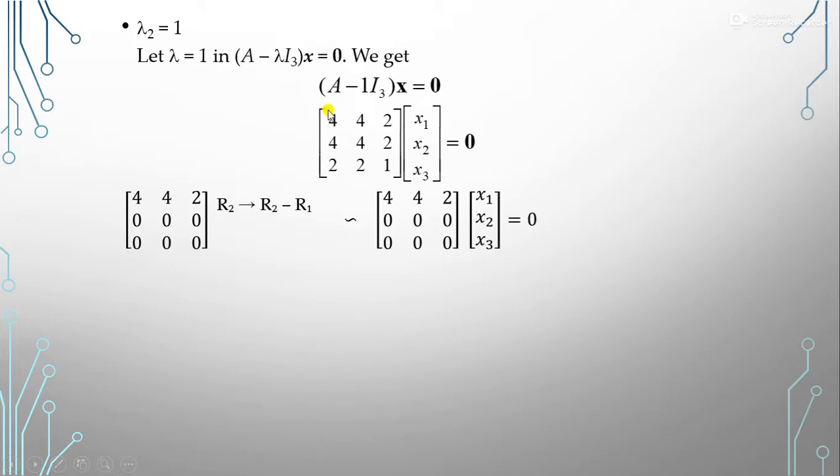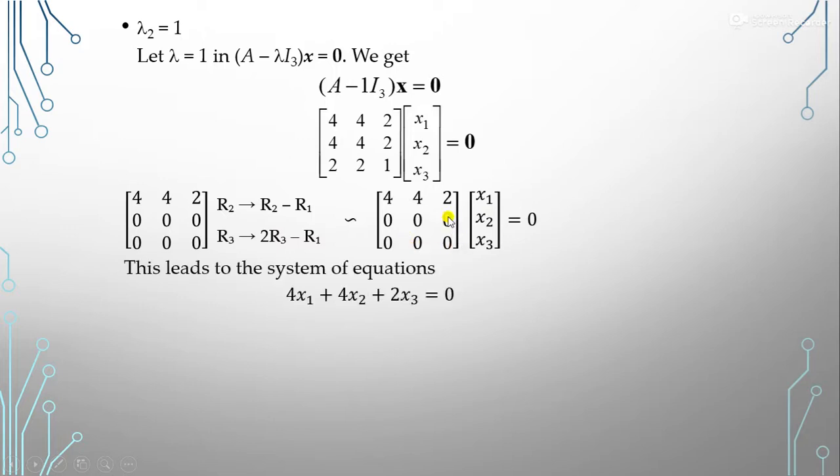If we use r2 minus r1, r2 becomes 0. When we apply r3 minus r1, our r3 becomes 0. So now we have this type of equations. Two rows become 0, so we get only one equation, that is 4x1 plus 4x2 plus 2x3 is equal to 0. Here we have only one equation and three unknowns.